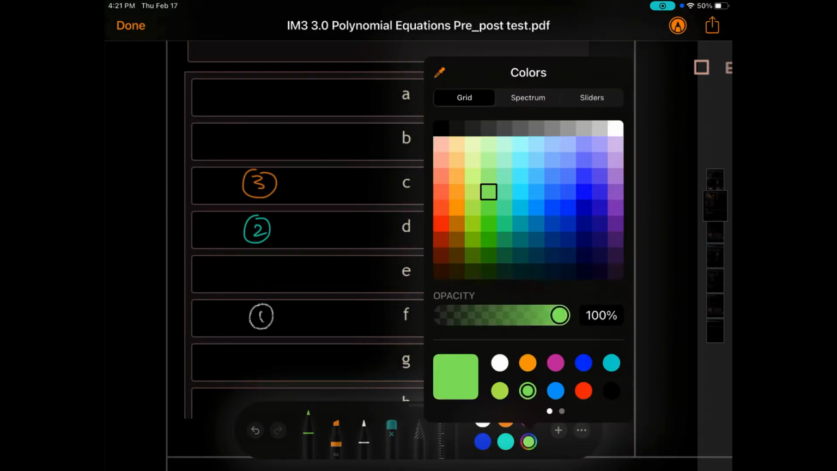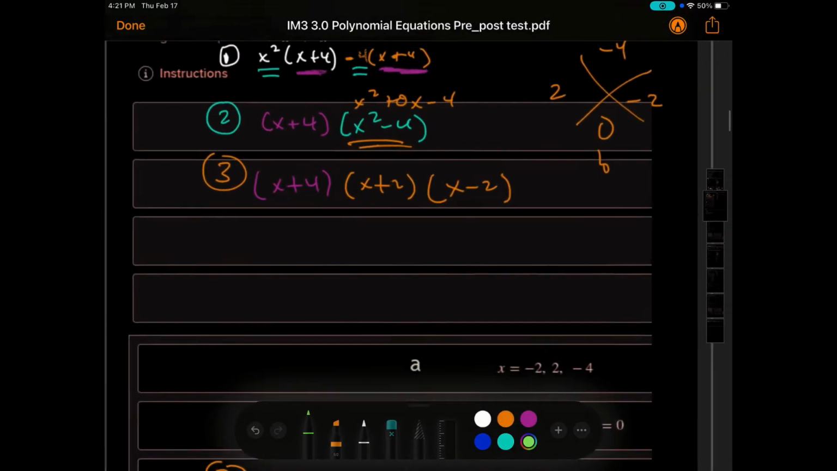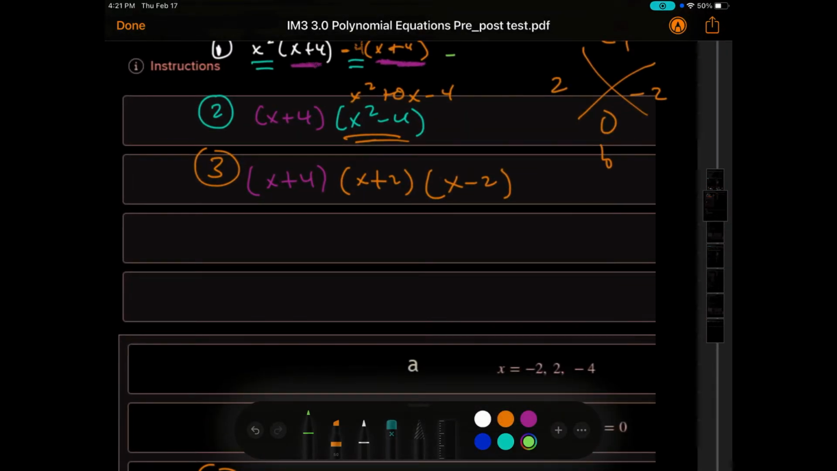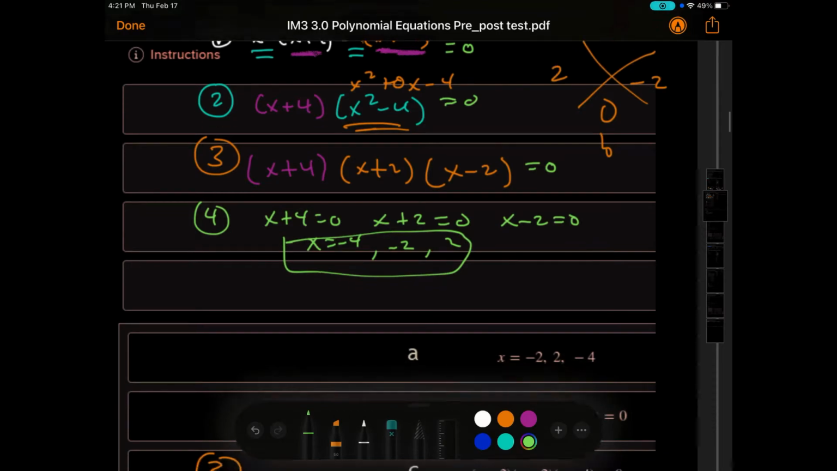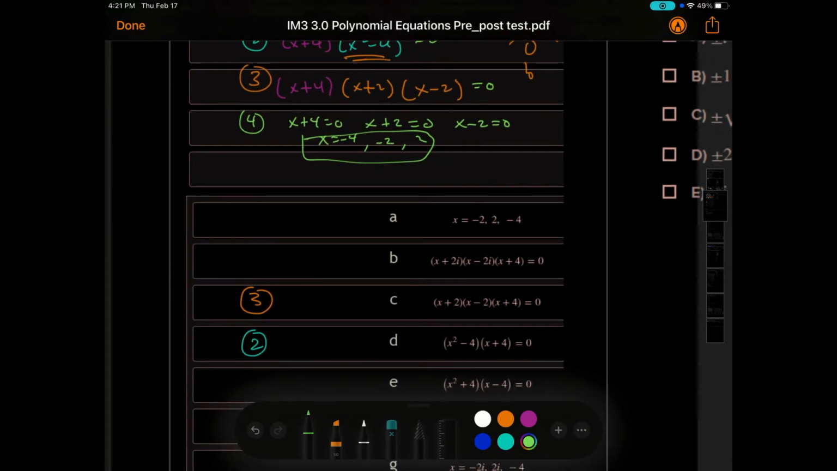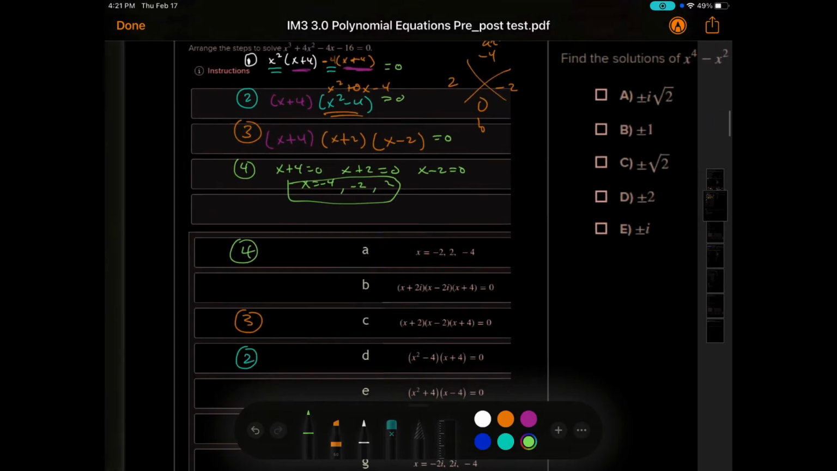Okay, then our last step in what we have here is to solve, because it's always set equal to 0. And so step number 4 is just setting each of these equal to 0. And when you solve, you get -4 here, -2 in the middle, and then 2 on the right. And that is choice 2, -2, -4. That would be this one right here. So that's how I would put those in order.